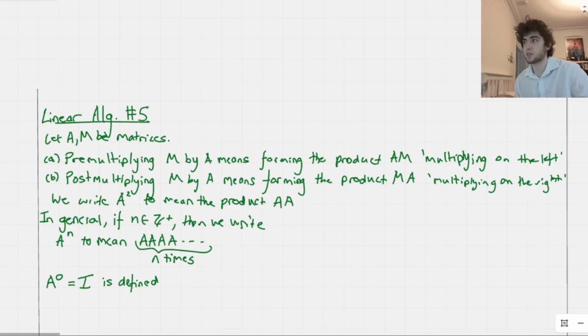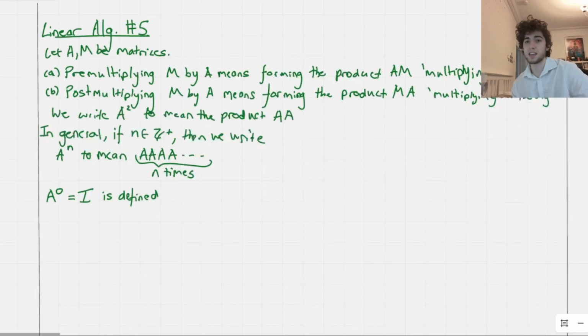So actually it is the matrix 1, 0, 0, 1, or 1, 0, 0, 0, 1, 0, 0, 0, 1, etc., right? In general, if A is a square matrix, then A raised to the power of 0 is just the identity matrix. It's just a definition. Yeah, that's just the way that we've chosen it to be, the way that makes sense.